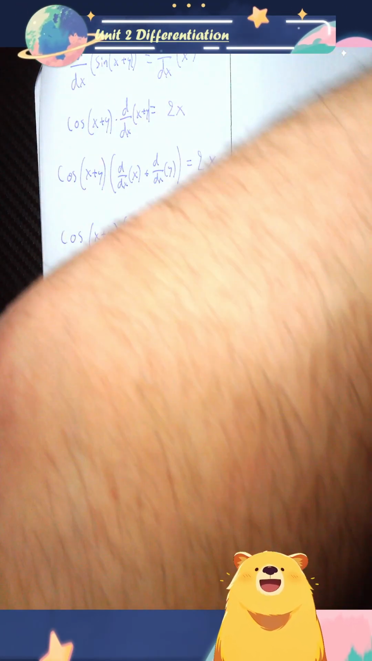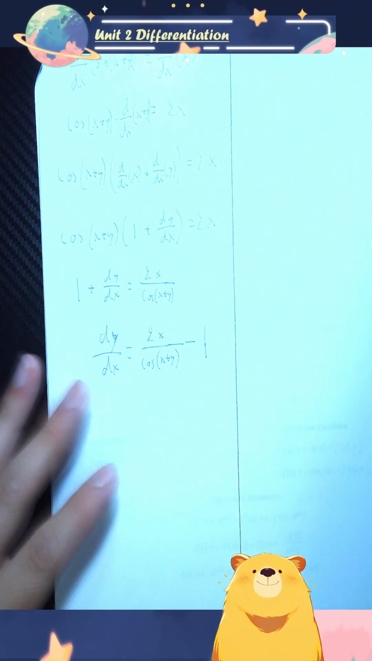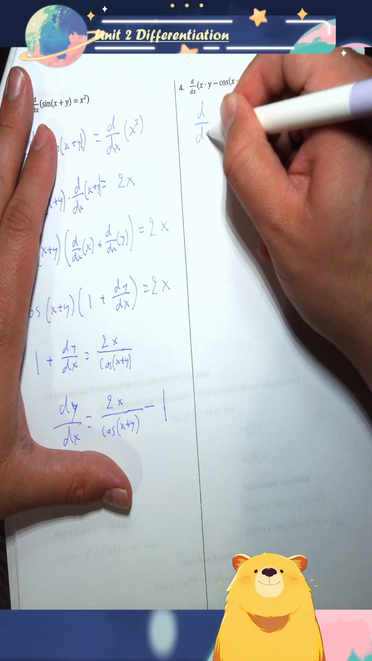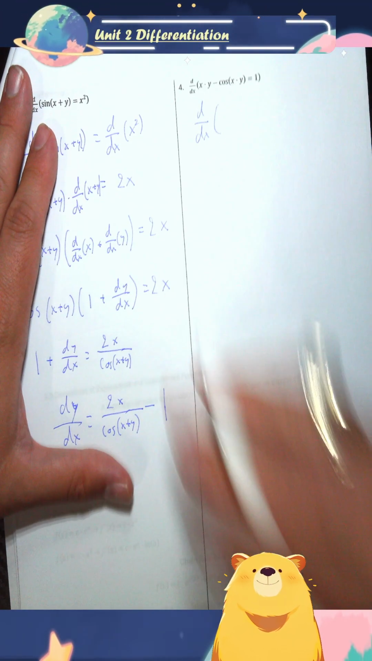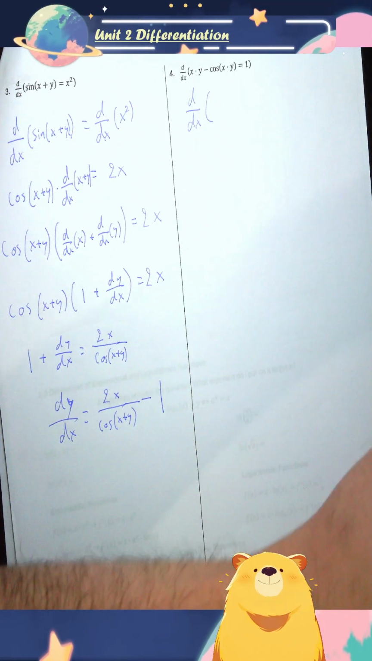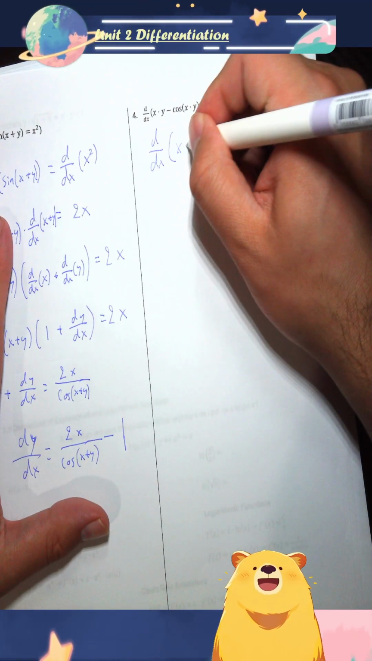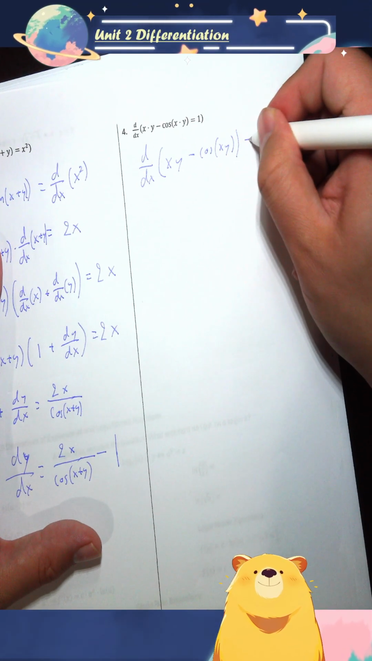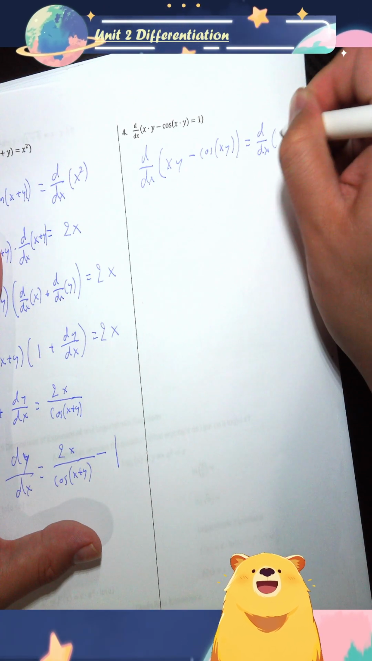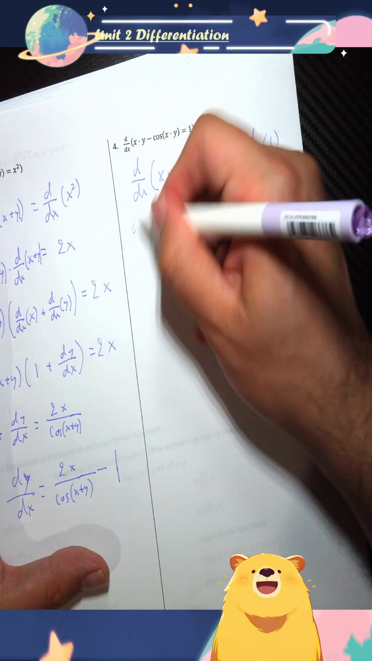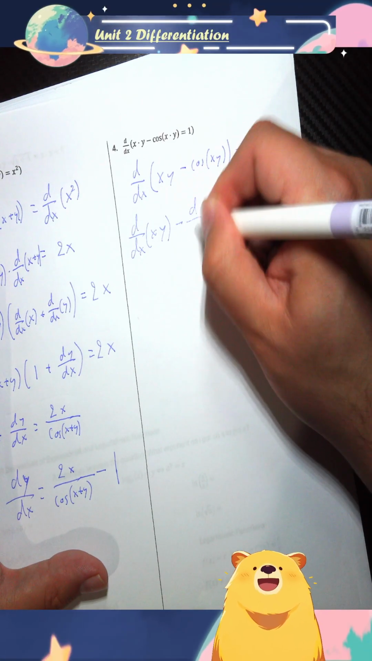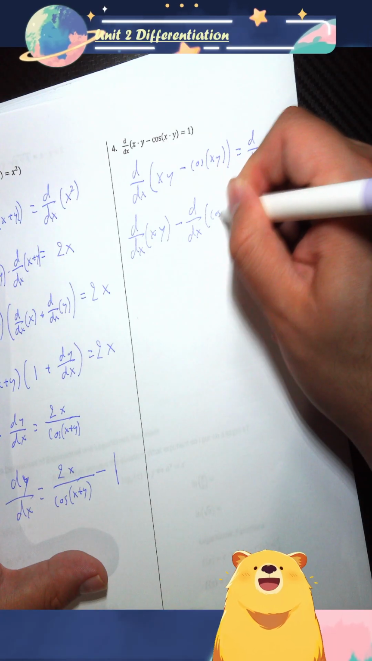Let's keep it trucking along. We got two more of these. So I'm going to distribute the d dx. I mean the dx is dy, just the dx. xy minus cosine of xy equals d dx of 1. Here, that gets distributed as well. d dx of xy minus d dx of cosine of xy.